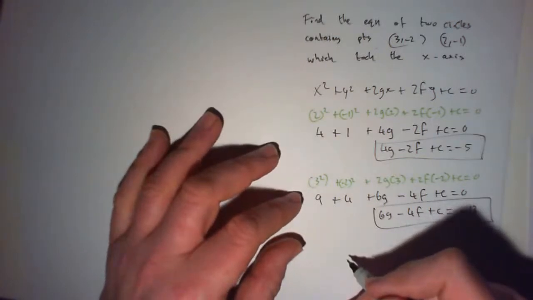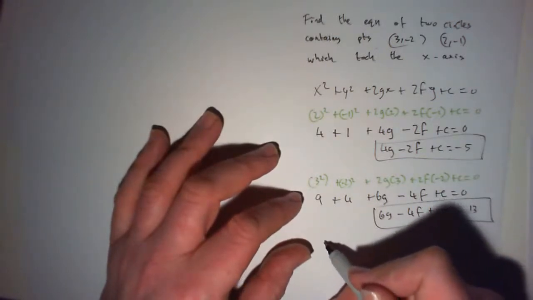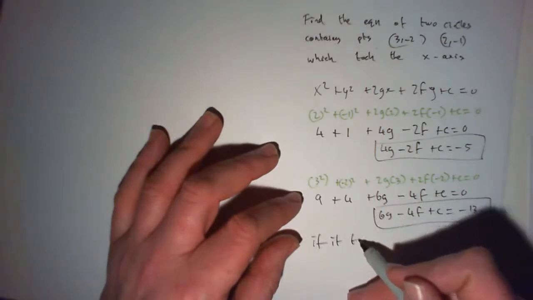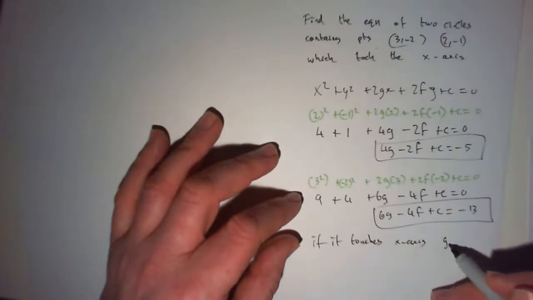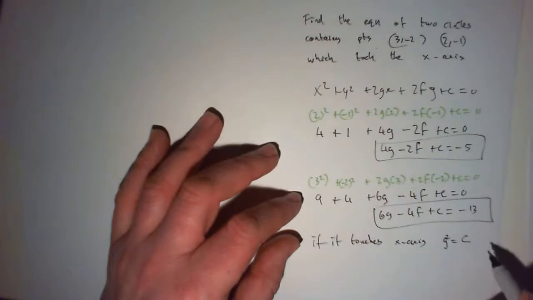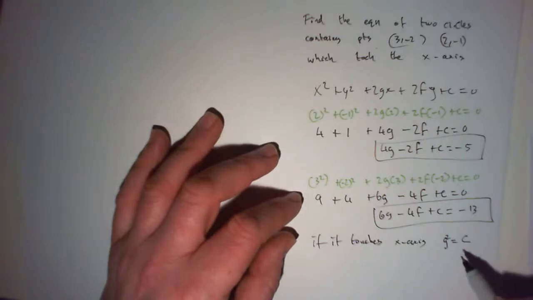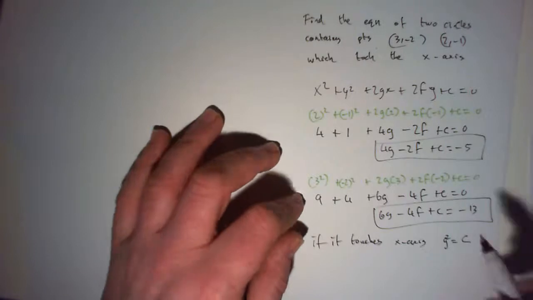So what would that mean for us? Well, if it touches the x-axis, you don't have to write this down, then g squared is equal to c. That's what we know for sure. Now you can see what's going on here. We can try maybe to get c and g and substitute them in and do something like that.